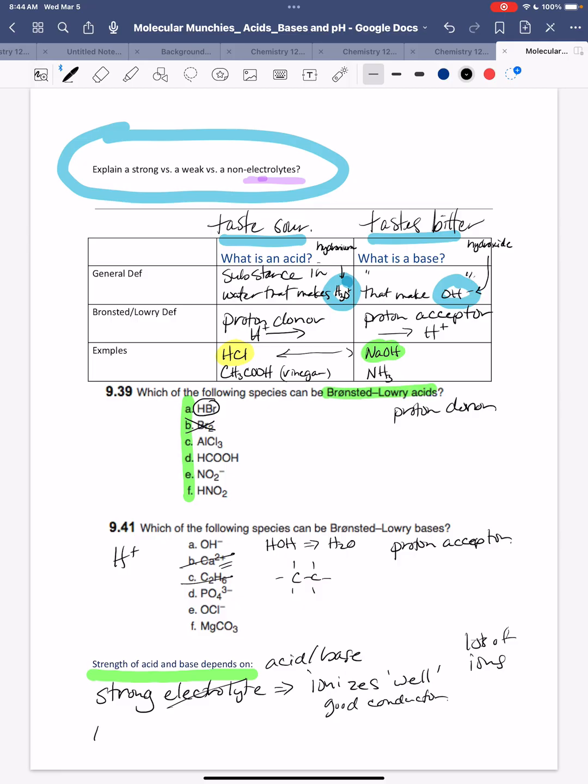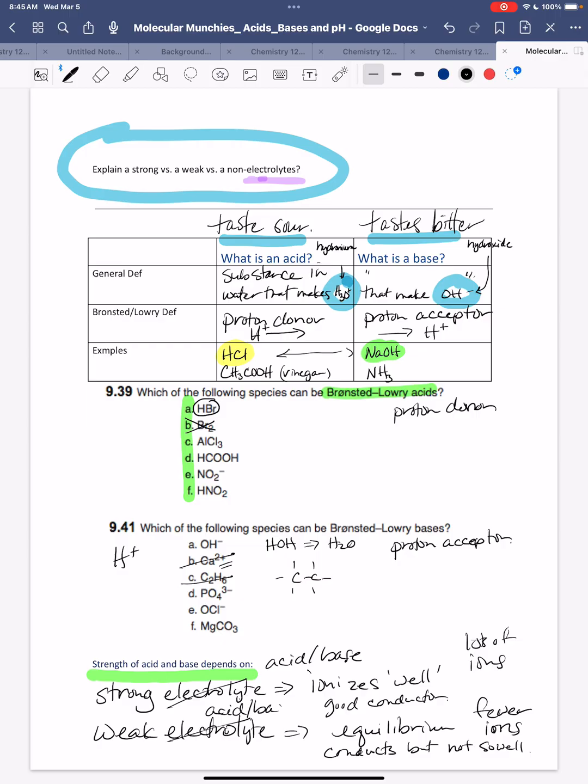Okay, if you want to talk about a weak electrolyte, and this is kind of why we talked about this before, basically we know this is more of a situation where we have an equilibrium. There's fewer ions, right? And so it does conduct electricity, therefore the name electrolyte, but it doesn't conduct electricity as well. So it conducts electricity, but not so well. Okay, so if you replace the word electrolyte with weak acid or base, you have the same idea.